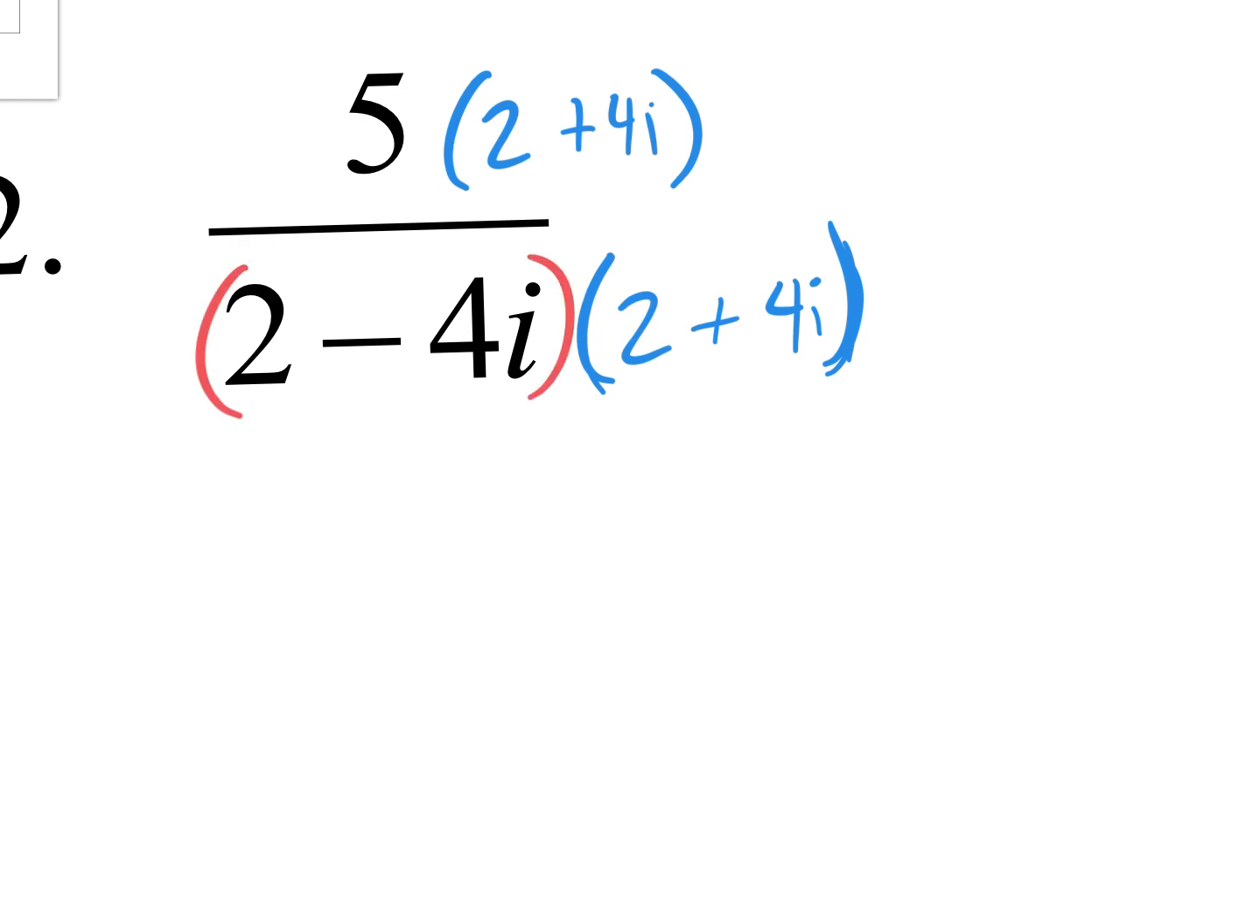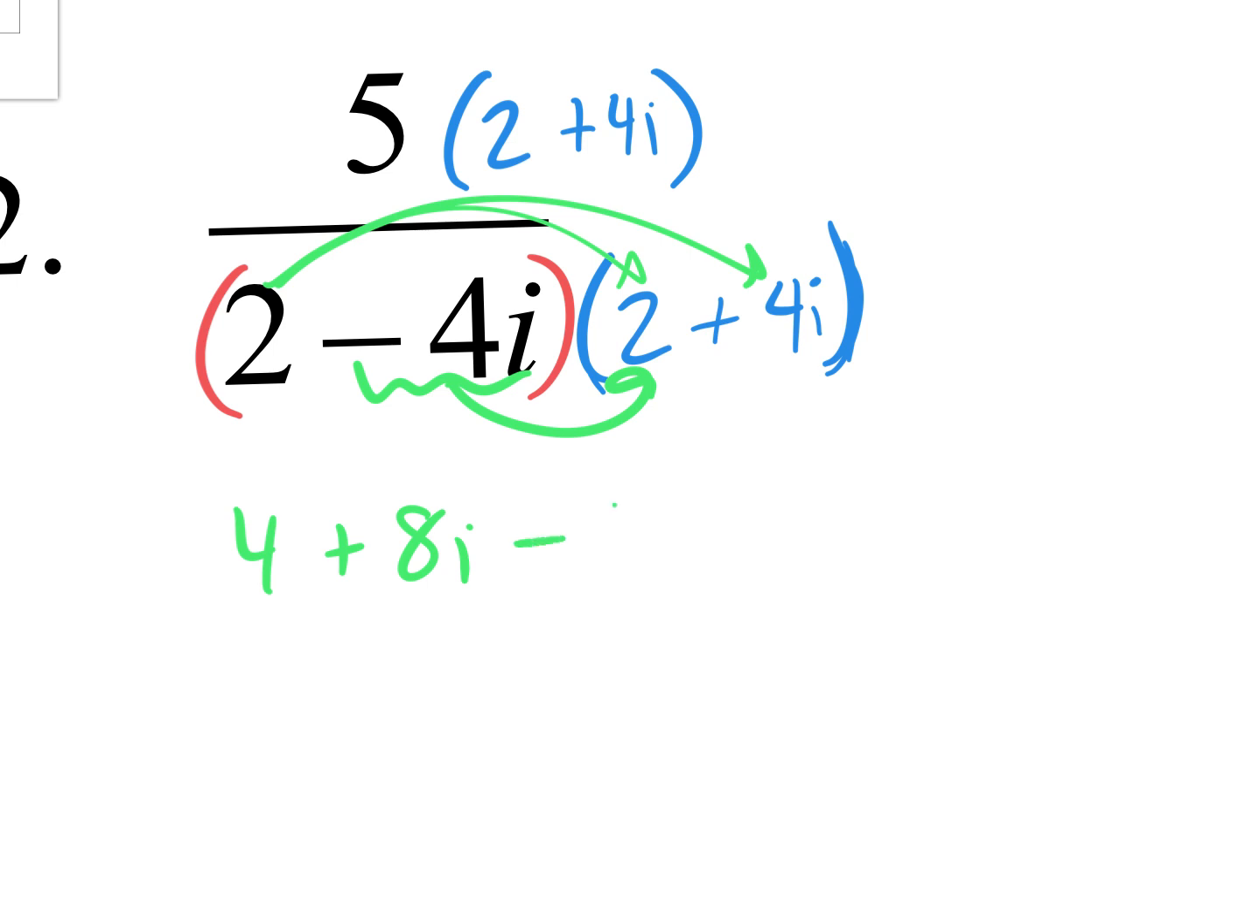We're going to do some math. We're going to distribute. The middle terms are going to cancel out, and then the i's are going to become i squared, which is going to become a -1. It's going to work out beautifully. Check it out. 2 times 2, 4. 2 times 4i, positive 8i. -4i times positive 2i, negative 8i. Negative 4i times positive 4i is negative 16i squared.